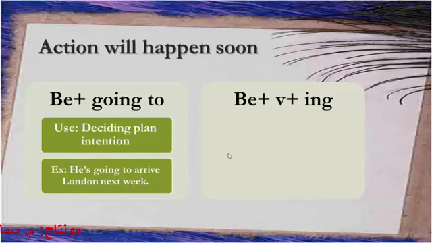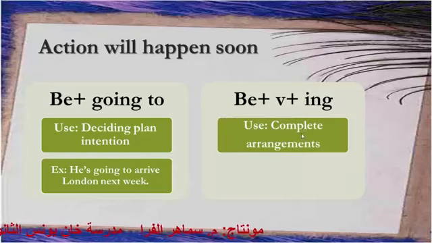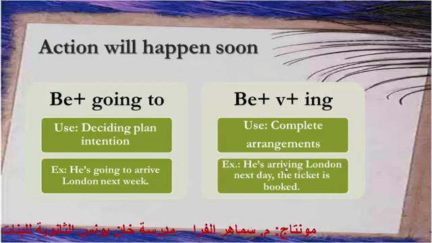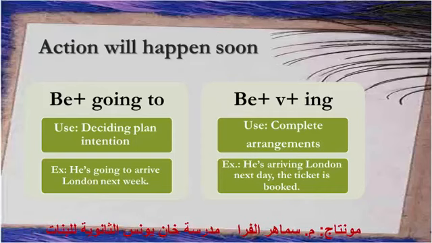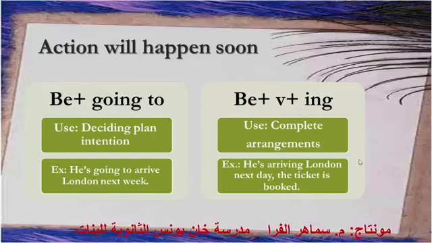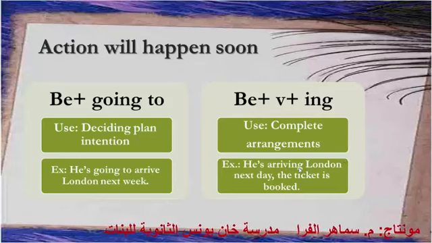Intention. But here, the example as we discussed: he's going to arrive in London next week. He has an intention to travel to London, but his arrangements are not completed yet. But here, with complete arrangements, the sentence will be: he is arriving in London next day. The ticket is booked. Just like the second paragraph, if you remember before.